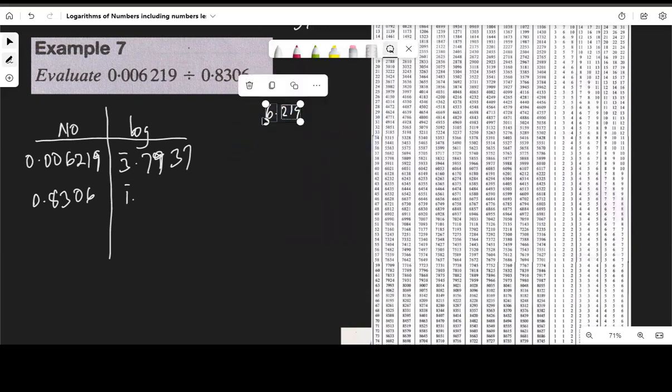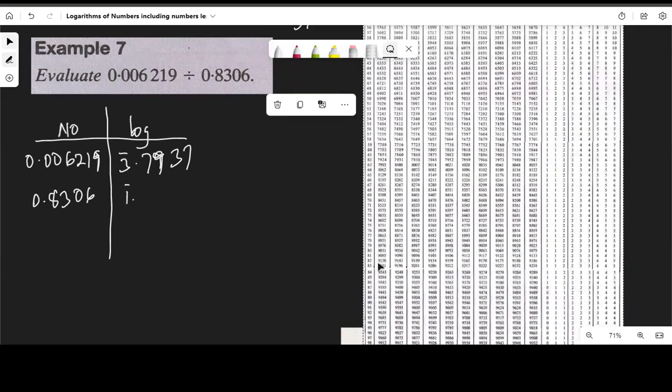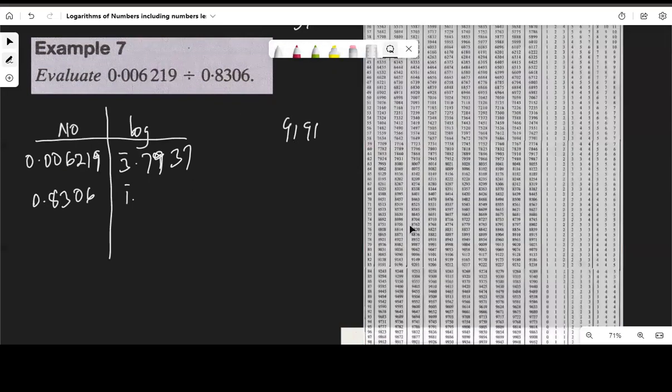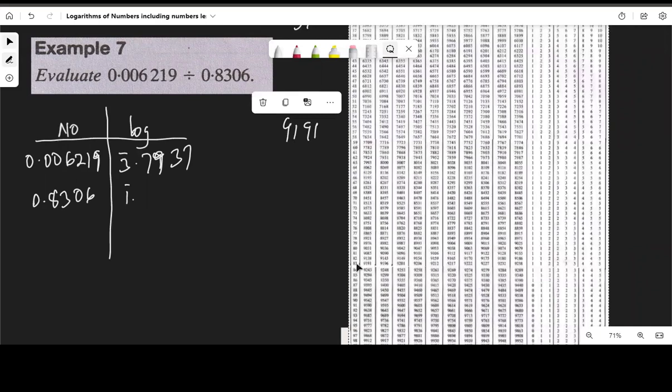For the second one, we look for the logarithm of 83 under 0, difference of 6. 83 under 0 is 9191. Difference of 6 is 3. And 3 plus this, that is 4. So I'll have 9194.